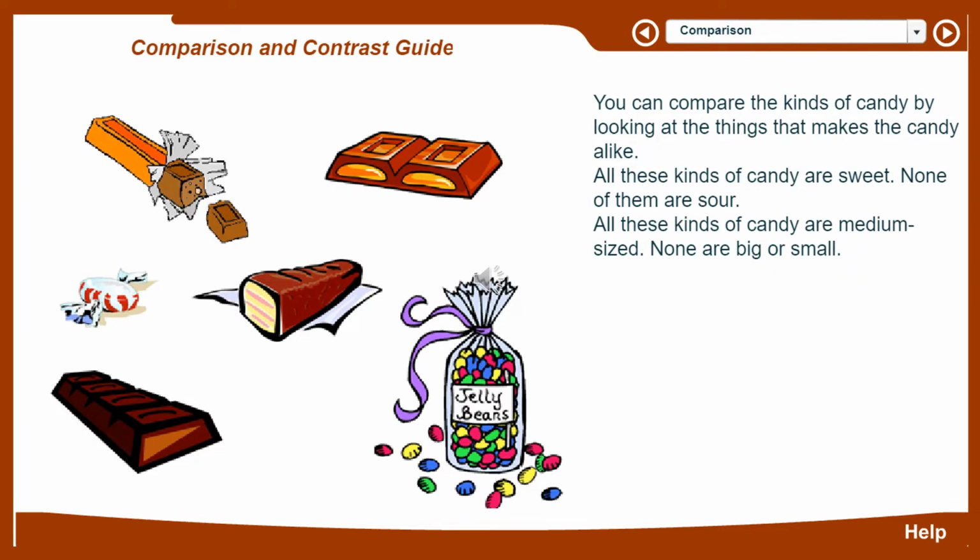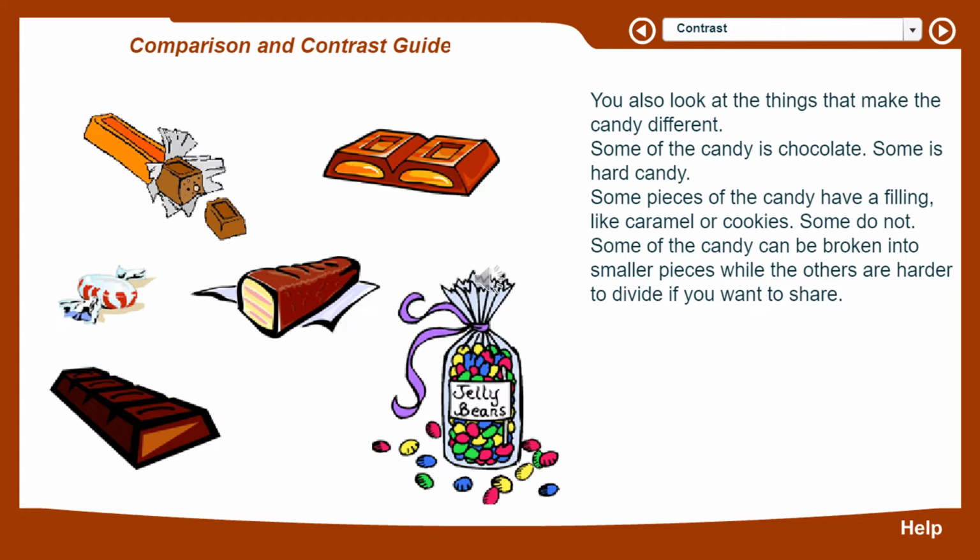We're comparing the kinds of candy by how they're alike. All the kinds of candy are sweet, none of them are sour. All of them are medium-sized, none are too big or small. Then you start comparing how they're different. Some of the candy is chocolate, some is hard candy. Some pieces of candy have filling like caramel or cookies, some don't. Some of the candy can be broken into smaller pieces, while others would be a little harder to share.